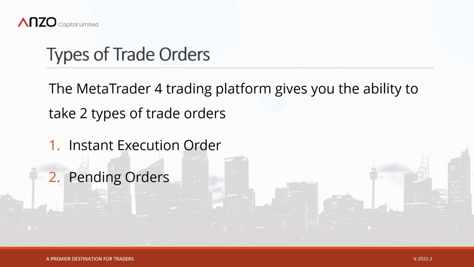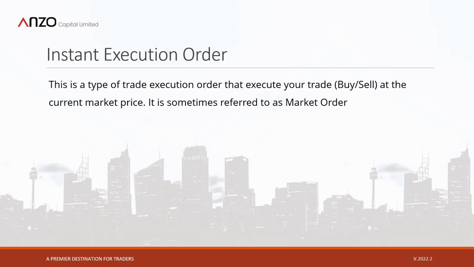So there are two different types of trade orders, right? The MetaTrader trading application or platform gives you the ability to take two different types of trade order. There's an instant execution order, and then there's a pending order. The instant execution order, which we'll explain in a bit, has just one type, while the pending order has four types. So let's first talk about the instant execution order.